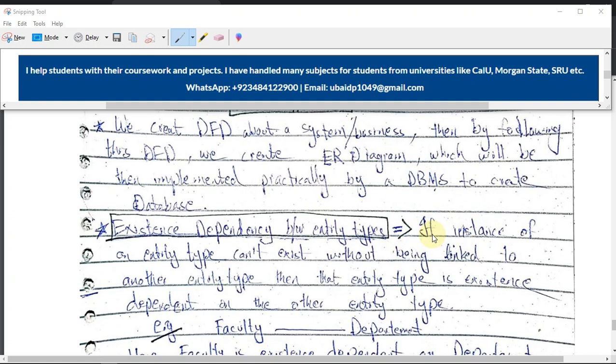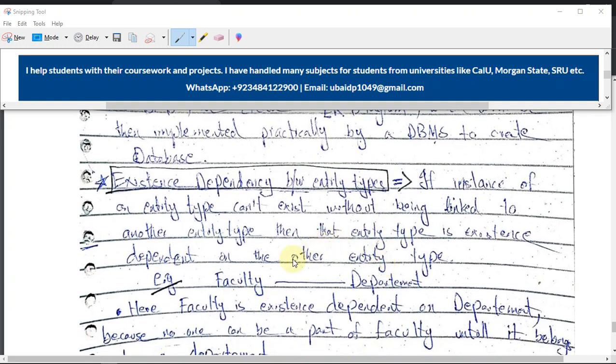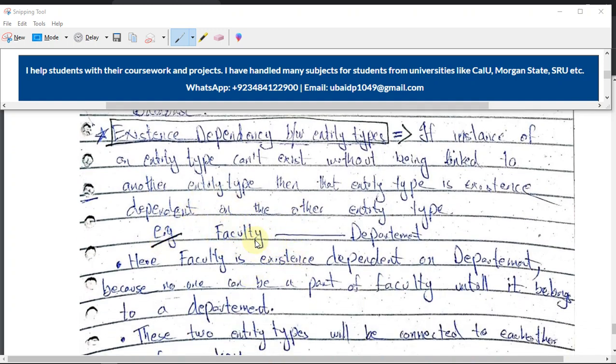And so how can we say that one table is existentially dependent on the other? If an instance of an entity type or a table can't exist without being linked to another table, then we say that table number 2 is existentially dependent on table number 1, for which the entity type can't exist on its own, right? Let's see an example. We have two tables, the faculty and the departments, and the faculty is existentially dependent on the department table. How is that? Because no one can be a part of faculty until the employee or teacher belongs to a department. So you have to join a department first in order to be a member of faculty, right?